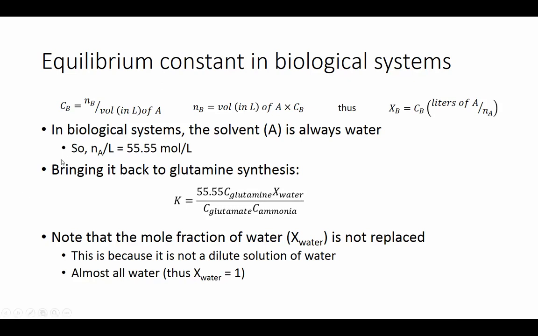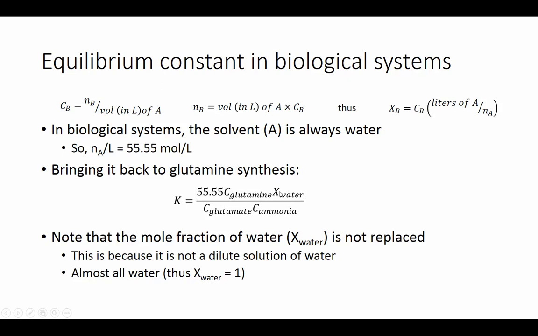In biological systems, the solvent, if A is our solvent, the theoretical A, is always water. So that Na per liter is 55.55 moles per liter. There are 55.55 moles of water per liter. And if we bring that back to the glutamine synthesis equation and the equilibrium constant for that, you can see we can rearrange the equilibrium constant in this way, where we have that 55.55 multiplied by the concentration of glutamine, the X water, divided by the concentration of glutamate multiplied by the concentration of ammonia.